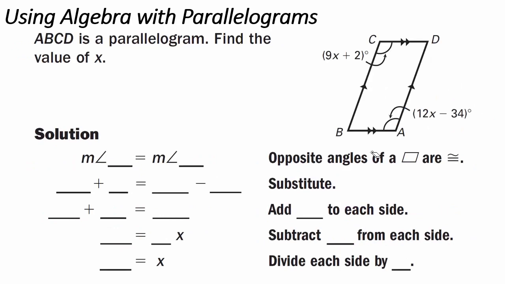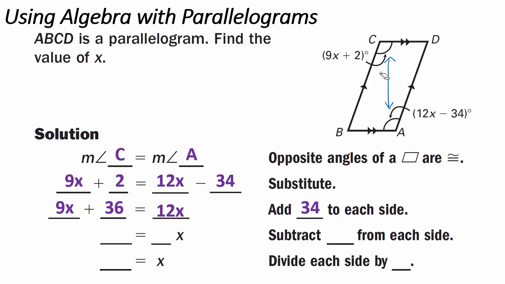Example number 3, using algebra with parallelograms. We are given ABCD as a parallelogram. We are asked to find the value of x. We can see that angle C and angle A are opposite angles, and we know from Theorem 6.3 that opposite angles in a parallelogram are congruent. So we can say that the measure of angle C is equal to the measure of angle A. Then we just substitute the variable expressions for angle C and angle A. Add 34 to each side to get 9x plus 36 is equal to 12x. Subtract 9x from each side to get 36 is equal to 3x. And then divide each side by 3 to get that x is equal to 12.